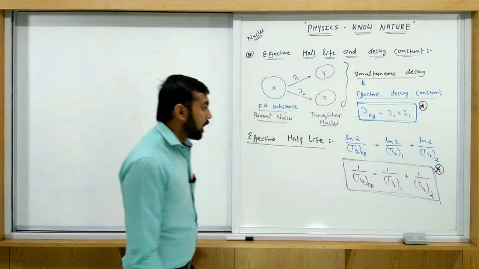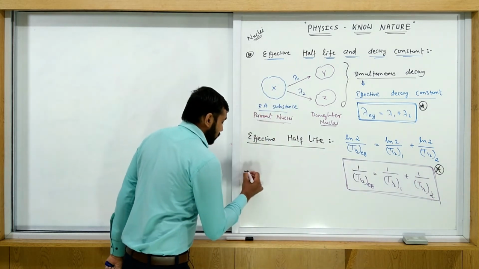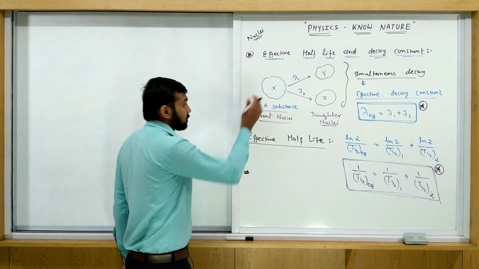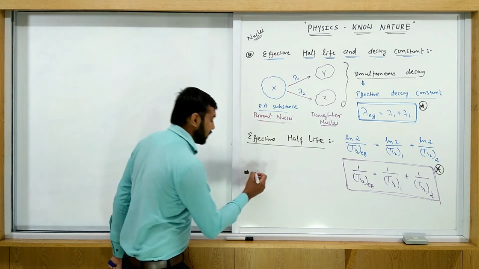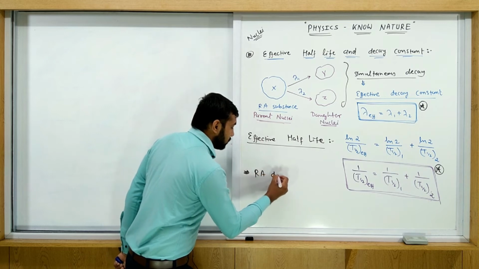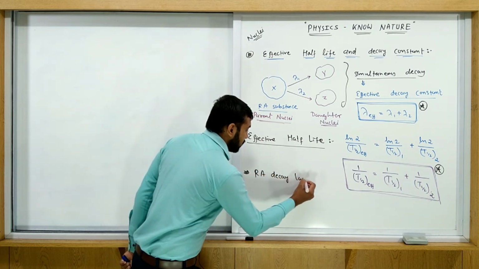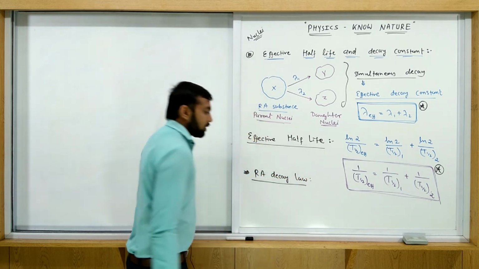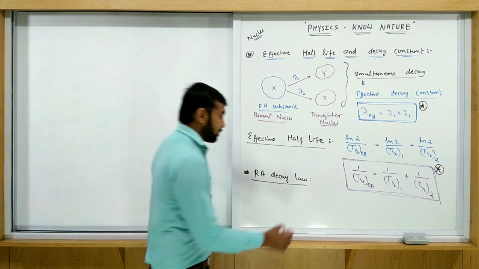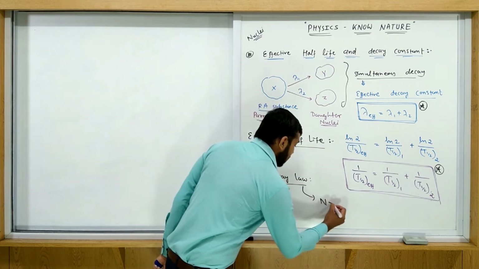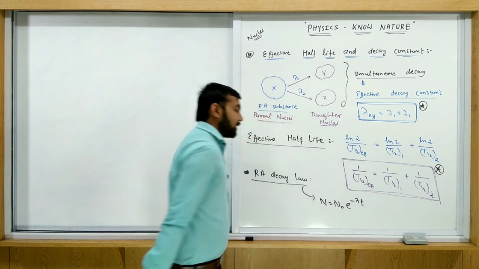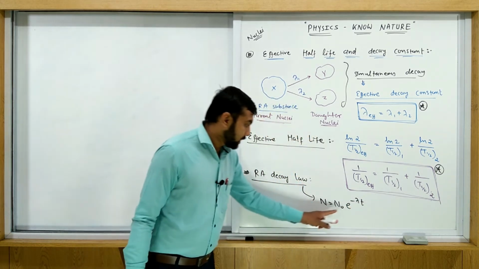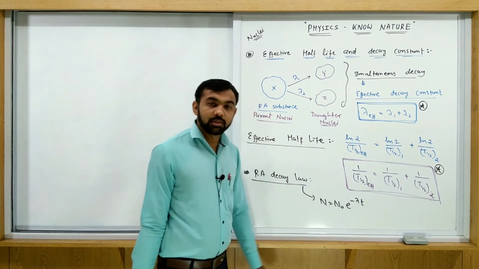Okay, now in this situation, how is the radioactive decay law written here? Let's write the radioactive decay law. The original radioactive decay law is given like this: N is equal to N0 e raised to minus lambda t.